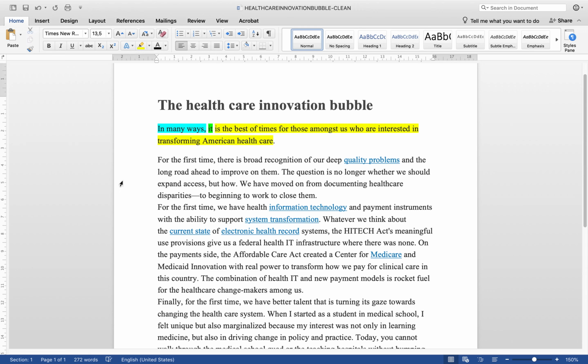So here we are. In many ways is the orientation, it, the topic, is the best of times for those amongst us who are interested in transforming American healthcare. Now look at the second sentence. What would be the orientation, what would be the topic, and what would be the focus? I'll give you a couple of seconds.